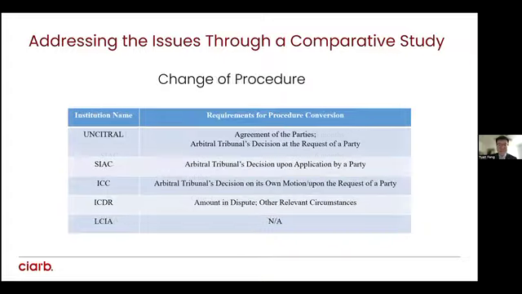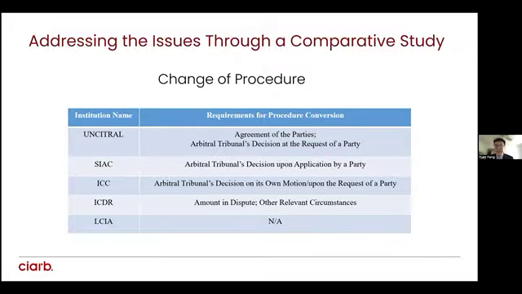Next slide. In terms of change of procedure, different institutions in the world have adopted different approaches. The first approach, which is adopted by the UNCITRAL model expedited rules, SIAC and ICC, gives priority to the party's will in determining the permissibility of change of procedure. The second approach, adopted by the ICDR, emphasizes the importance of the amount in dispute in the determination of procedure conversion. So from my perspective, Chinese arbitration institutions should shift from the approach that is similar to what the ICDR adopts to the approach adopted by the UNCITRAL model expedited rules, the SIAC and the ICC.